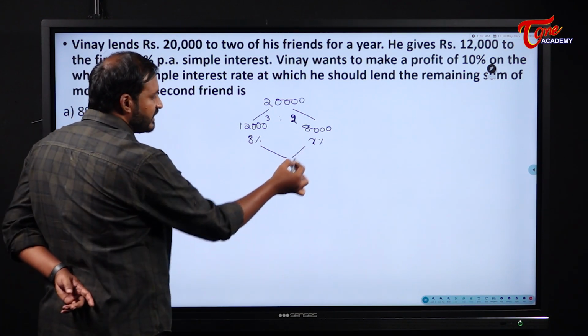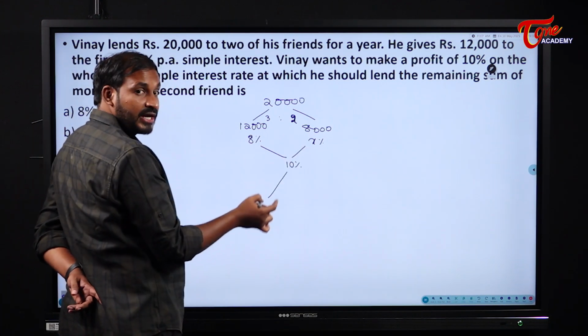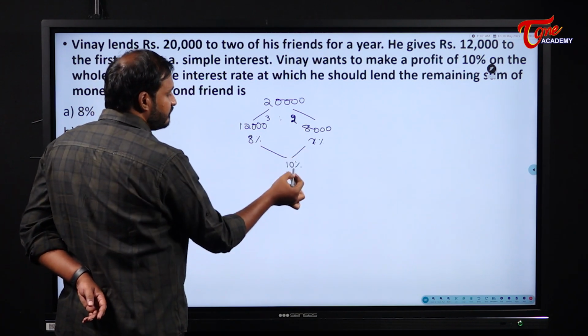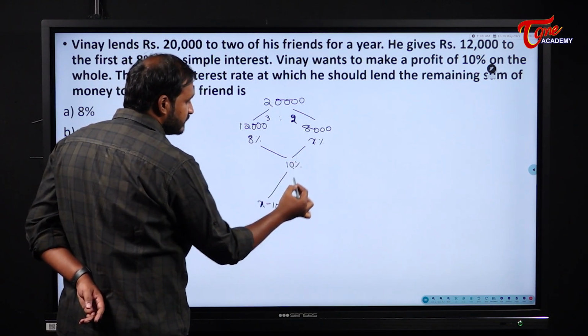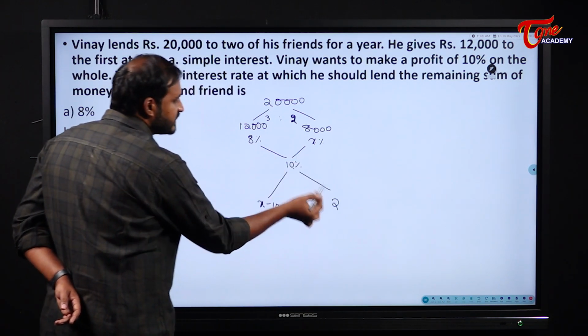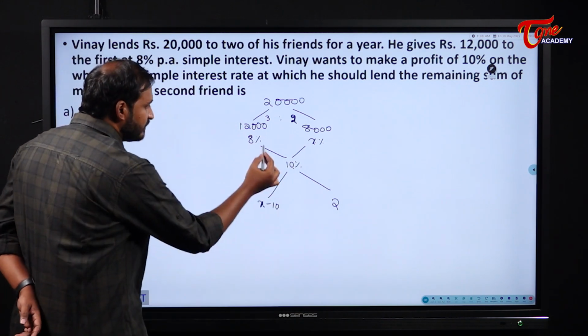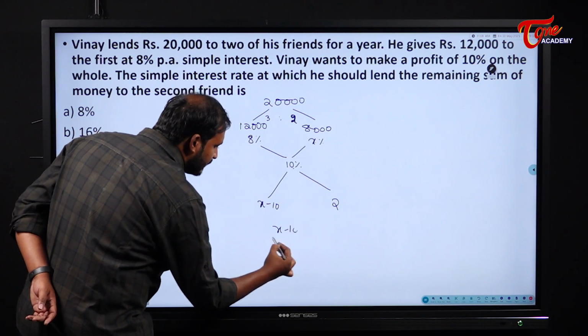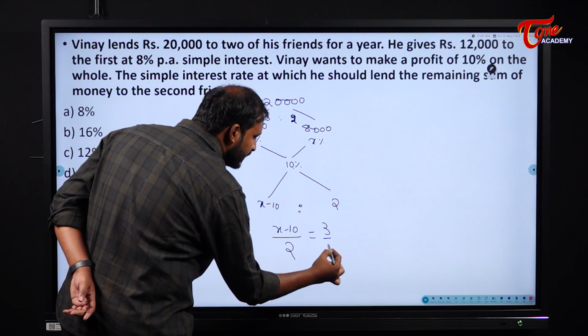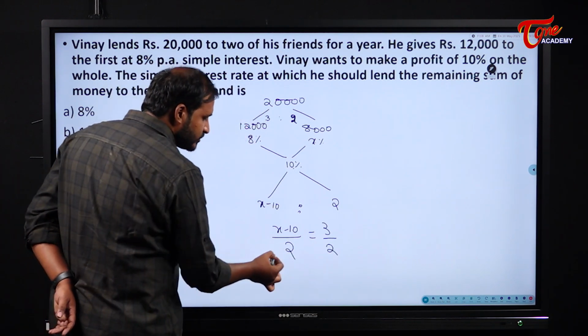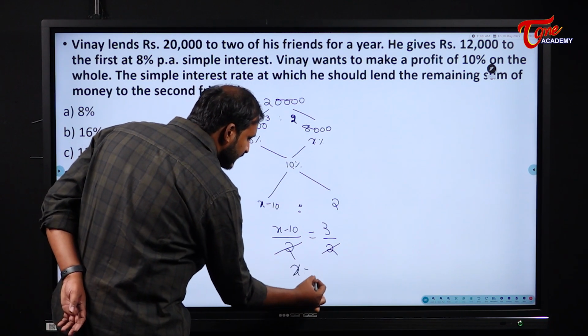Now please see here, students, what is the difference between these two? According to the allegation rule, this mean value will be between these two. That means here I will write x minus 10, and 10 minus 8 is 2, right? So from this, x minus 10 by 2 should be equal to 3 by 2. Now this 2 will get cancelled. What is this x? 13%.